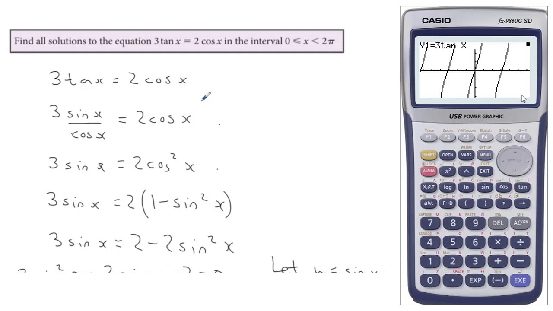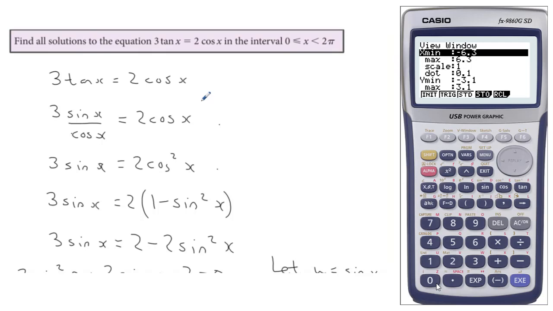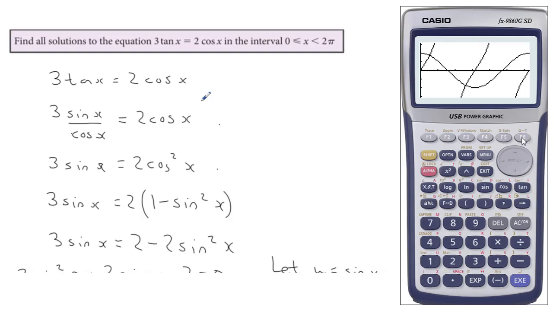We're going to draw them. Actually, the window's not too bad there, but we could make the x window between 0 and 2 pi. So I should be able to put 2 pi in here. Yep, that's good. And for the y's, well, we know the maximum value of cos x is 1 and the minimum value of cos x is minus 1. So if we have 2 cos x, that's going to be 2 and minus 2. So actually, minus 3 and 3 here, that's not bad. So I think I'll just keep that. So if we draw that, you can see the two intersections.